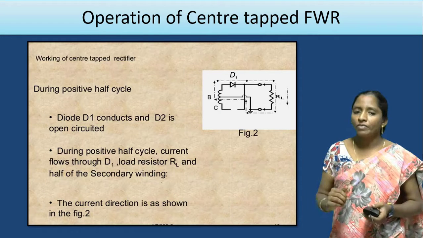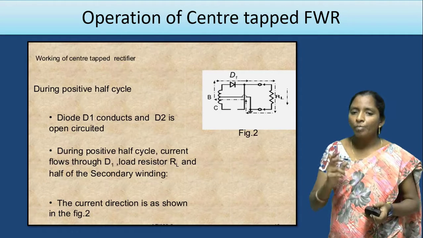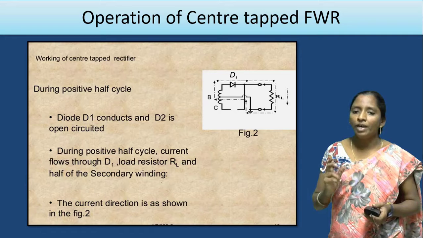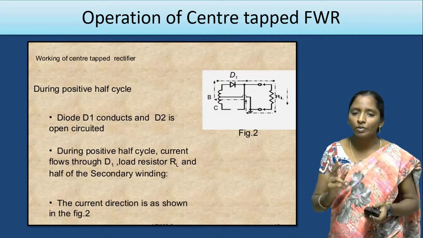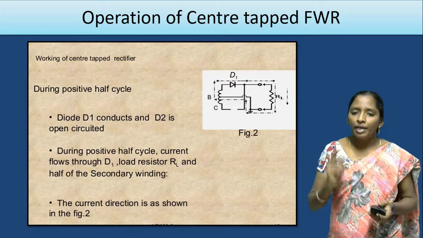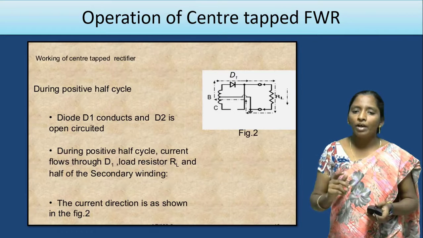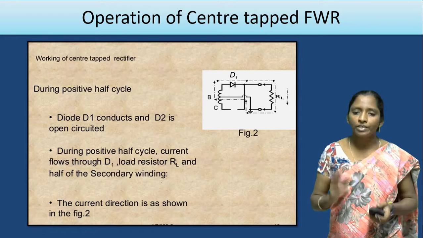During the positive half cycle, we are applying the positive terminal to the anode of the diode D1, and we are applying the negative terminal to the anode of D2. So that's why during the positive half cycle, D1 is on and D2 is off.